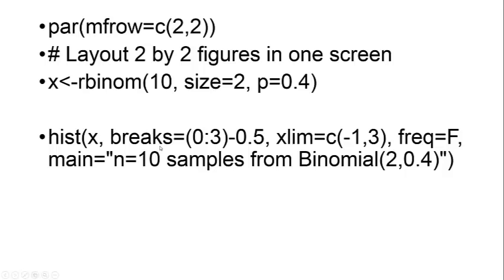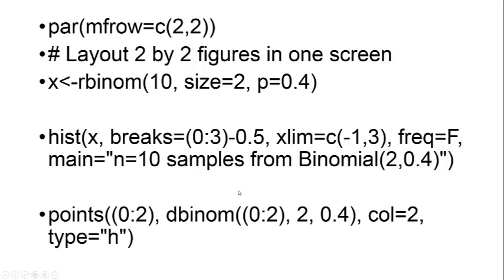We use breaks to set where the interval breaks are, so we are not going to use default values. We set them at -0.5, 0.5, 1.5, 2.5, and so on. What that means is the middles of the intervals are at the integer values 0, 1, 2, and so on. The main argument gives us the title, so this line here will be the title, which will be printed on top of the histogram.